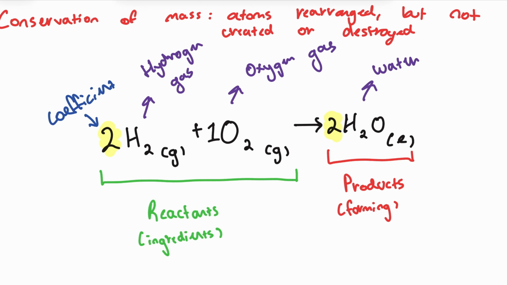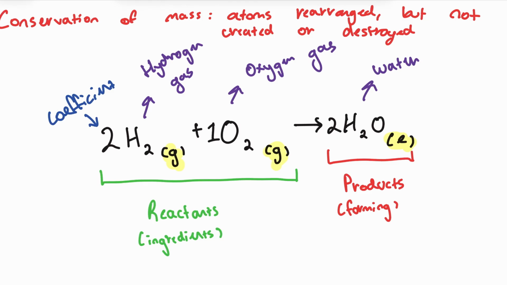We're also going to use these coefficients to balance our equations, which I have a full video over on my channel. Something else you should notice is that we have a plus symbol separating our reactants. You'll find it on either side of the equation. Again, we just use it to keep our substances separate from one another, but you'll never see a minus sign, only a plus sign.